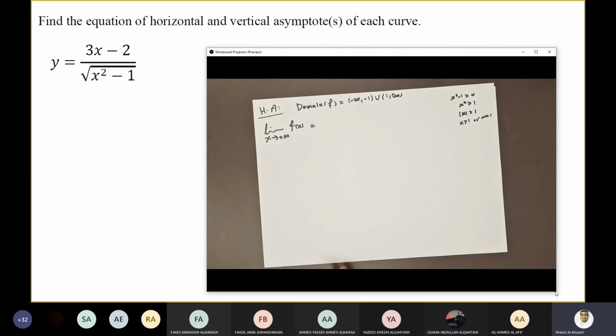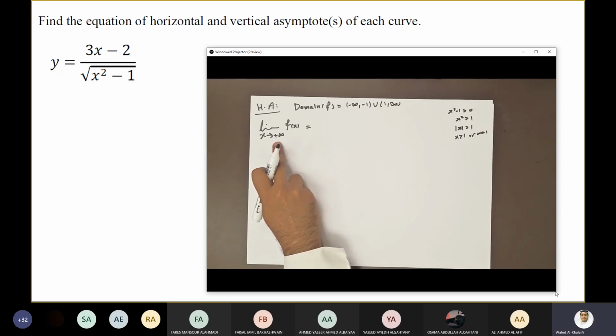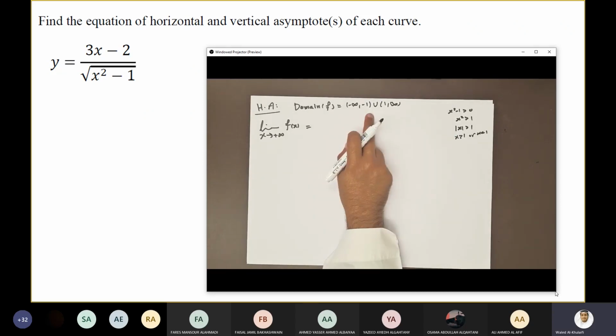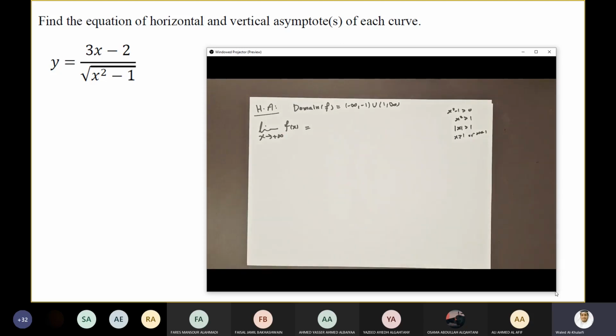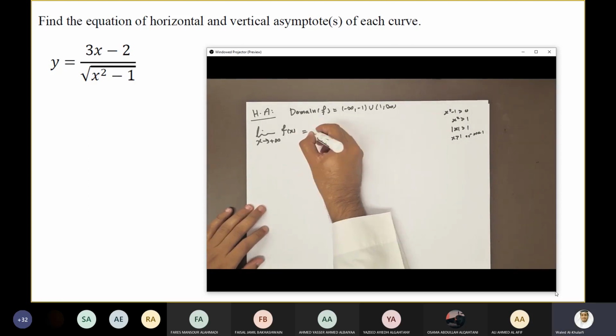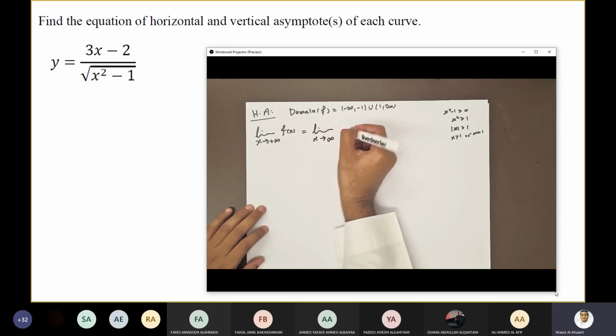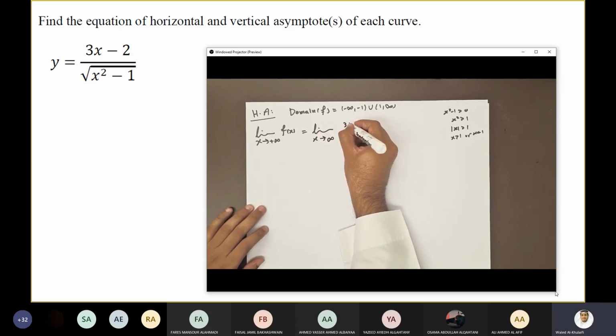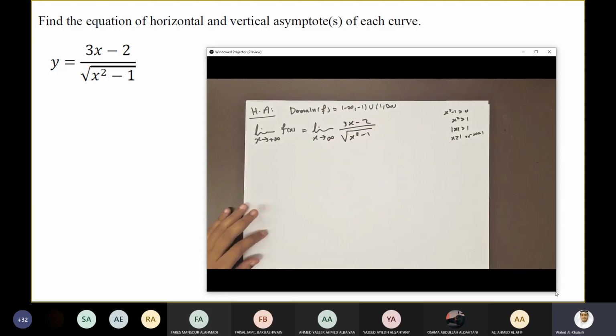So whenever I take the limit, I have to make sure that when I say x goes to plus infinity, it makes sense. I don't want to go to infinity where the function is not defined. So you have to be careful on this one, but this is okay for this function. So the limit as x goes to infinity of 3x minus 2 over the square root of x squared minus 1. How to calculate this? If you know, raise your hand.